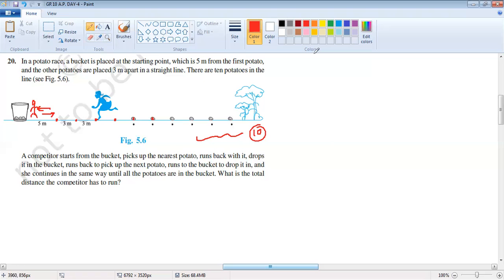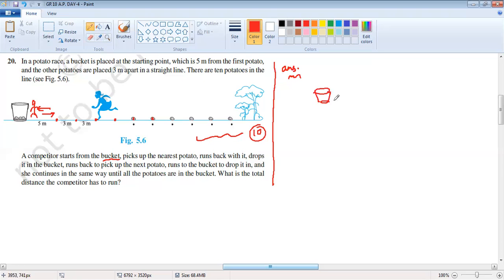Now, these types of questions are very, very important. How to calculate the distance is very, very important. See, the competitor's starting point is which point? The competitor starts from the bucket. So this word is very, very important. Sometimes the question will say the competitor starts from the first potato, so then the distance of 5 meters is reduced. Why is it reduced? See here, it started from the bucket.